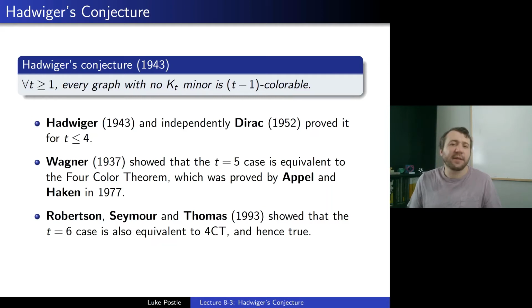Also want to focus and prize another very nice result. And that's it. It's open for every t at least 7. So no K7 minor seems very, very hard.